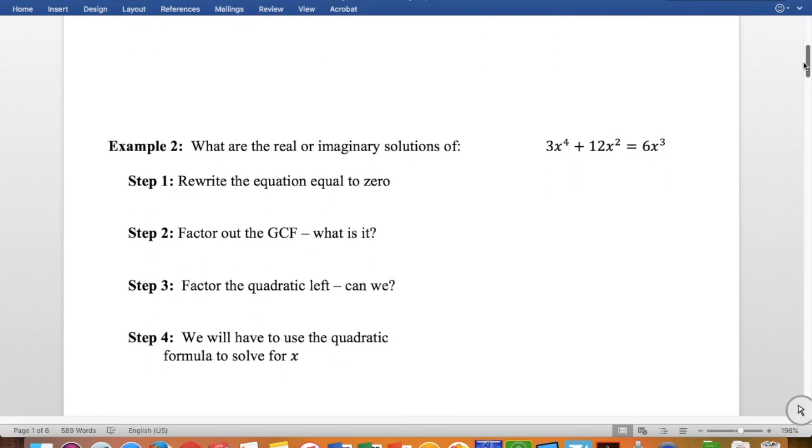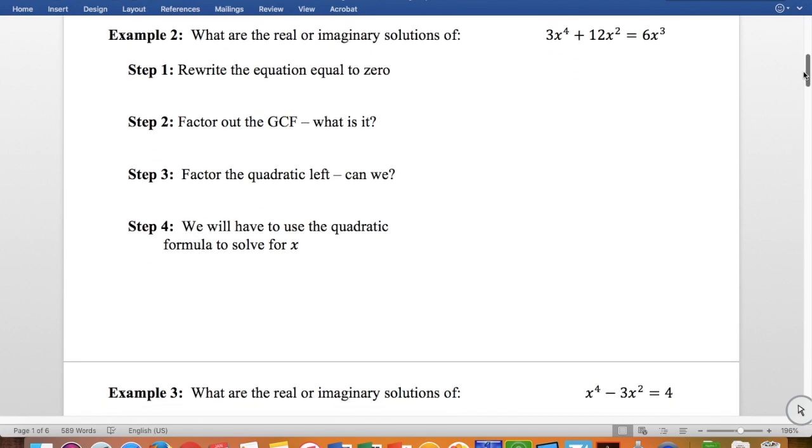Moving on to example 2. What are the real or imaginary solutions of 3x to the 4th plus 12x squared equals 6x cubed? So rewrite the equation equal to 0 first. So I'm going to have 3x to the 4th. I'm going to move my 6x cubed over. I'm going to put it in the middle because I want it to be in standard form.